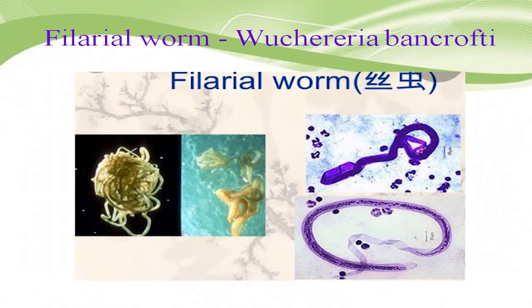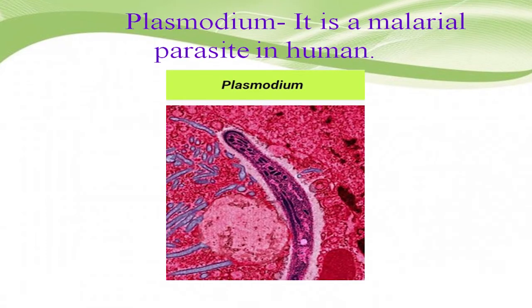This is a diagram of the filarial worm, Wuchereria bancrofti. This is a diagram of Plasmodium. It is a malarial parasite present in the human.